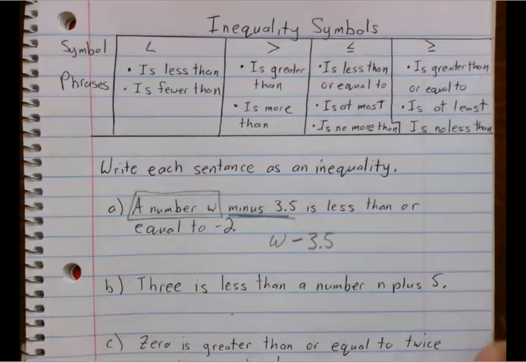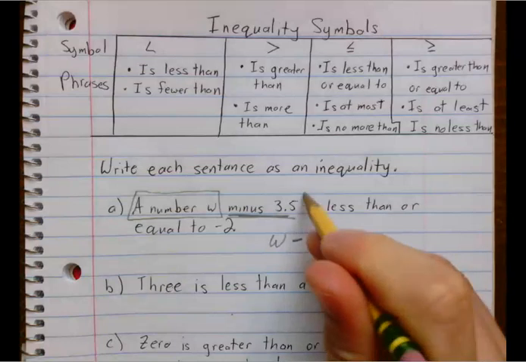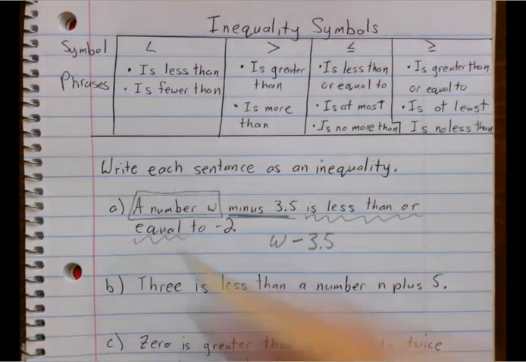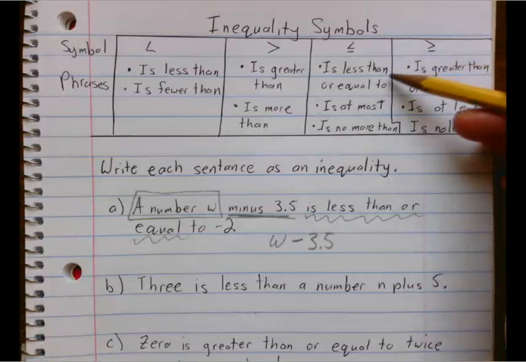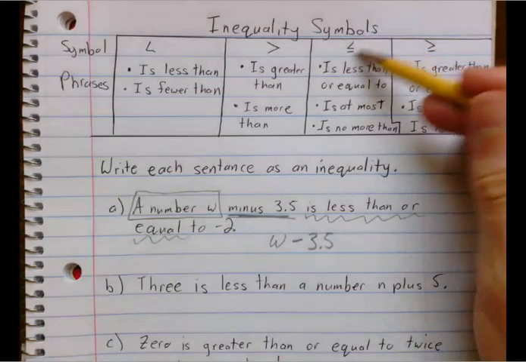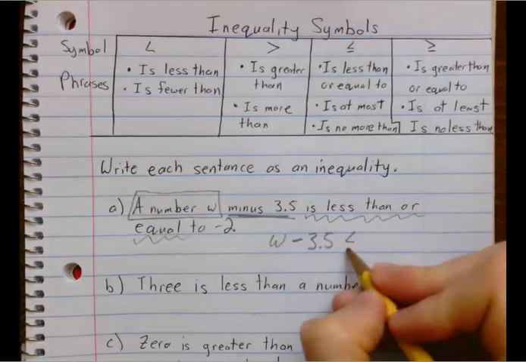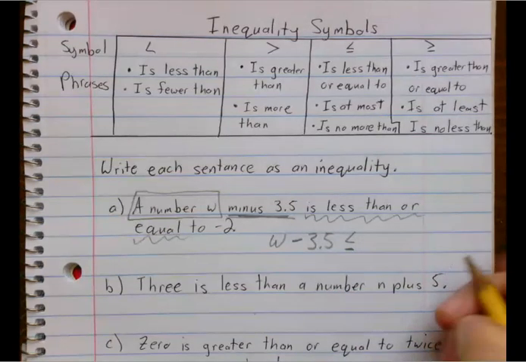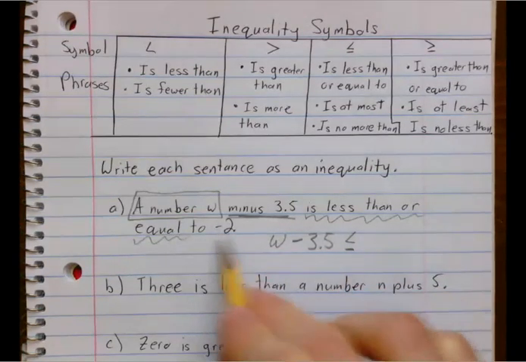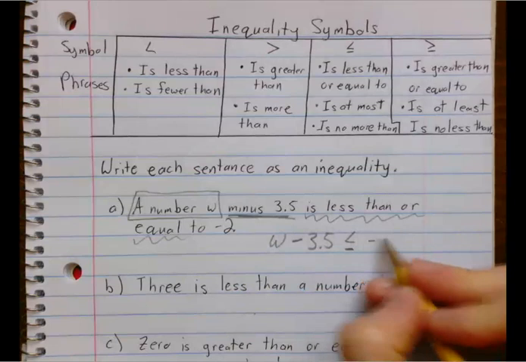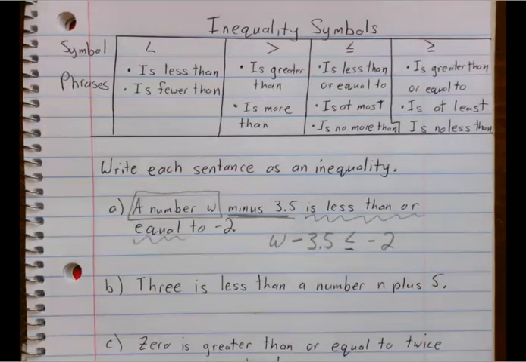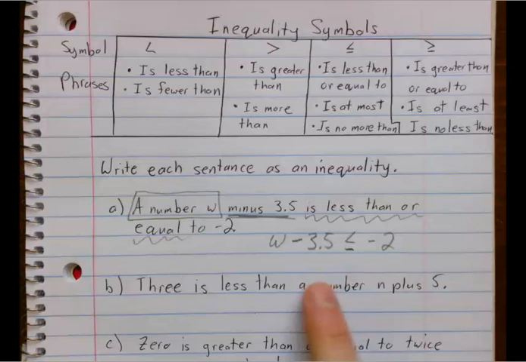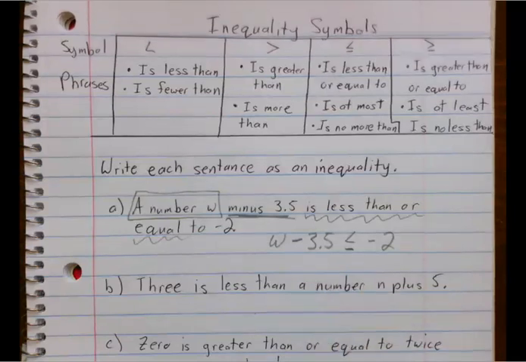And then it has our symbol. So this says that is less than or equal to. So you can reference up here if you need to that it is going to be this symbol, is less than or equal to, or you can just piece together logically what that would be. And then the last part is negative 2. So it gives us another number and we're done. We have some variable or number w minus 3.5 that is less than or equal to negative 2.